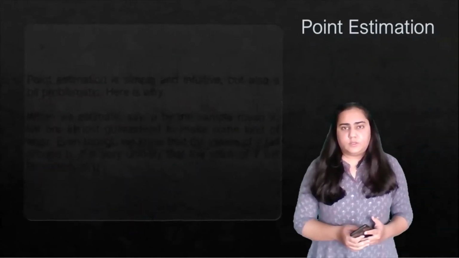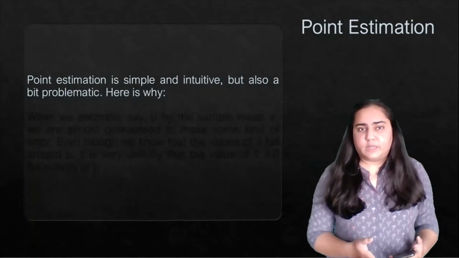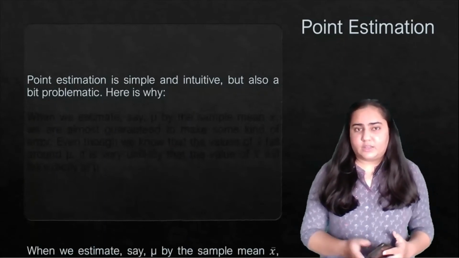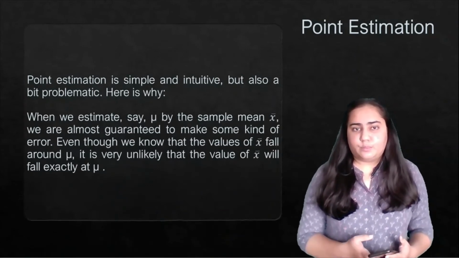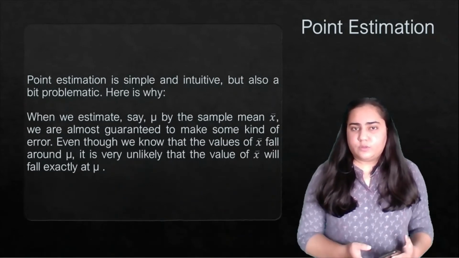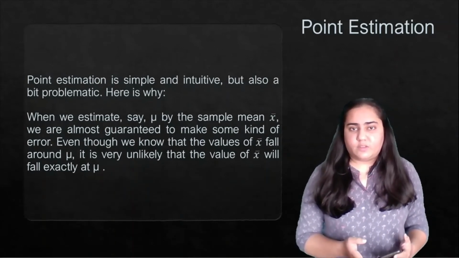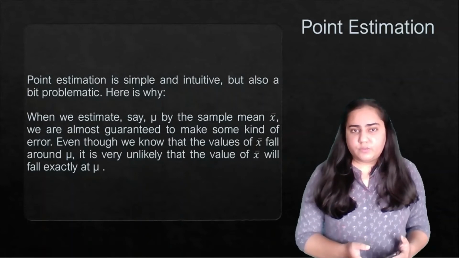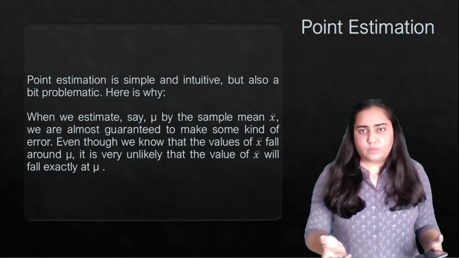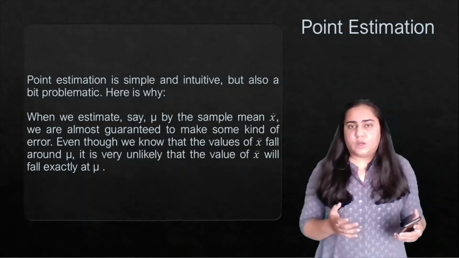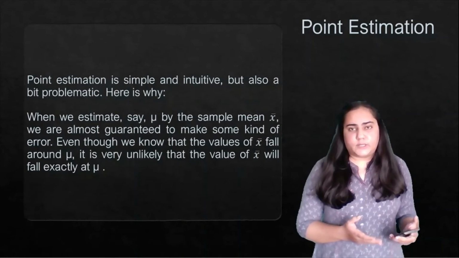Now, next we are going to see what is the problem. So point estimation is simple and intuitive, but it's also a bit problematic, and here is why. When we estimate, say, mu by the sample mean bar x, we are almost guaranteed to make some kind of error. Even though we know that the values of bar x fall around mu, it is very unlikely that the value of bar x will fall exactly at mu, which is obvious because you are only analyzing a sample. You are not analyzing the entire population.